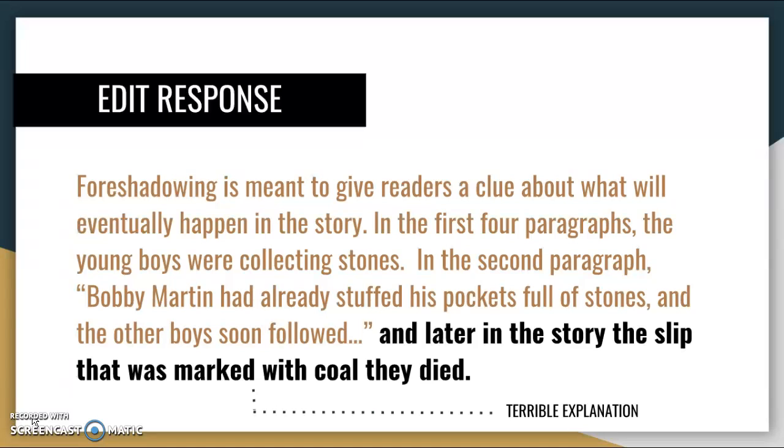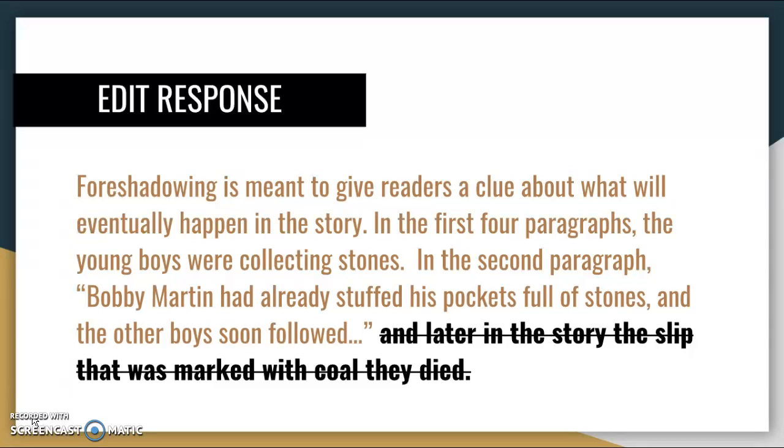So let's go back to the response. That part in gold or bronze, that's the part we've already edited and responded to. That last part, and later in the story, the slip that was marked with coal they died, that's from the original response. And that's a terrible explanation, although it's an attempt at an explanation. There's no attempt at an extension there. The fact that he even said they died. Who's they? Only one person died. Okay, so that's a bad explanation from the get-go.